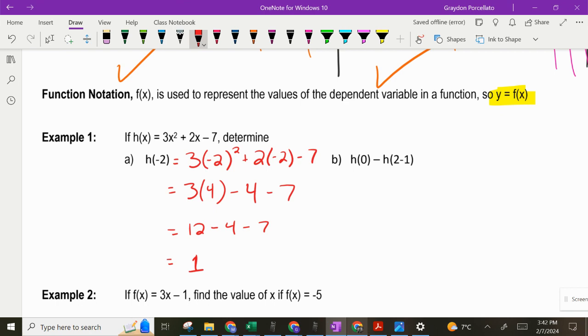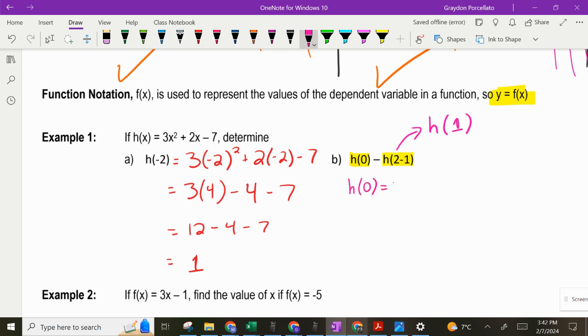So with the next one, notice how we're looking at what is h of 0 and h of 2 minus 1. Well, this right here is h of, what's 2 minus 1? H of 1. It's just trying to trick us, just trying to throw a curveball at you. Okay? So that's h of 1 and h of 0. Well, I need to determine what each of these things are. So let's first figure out what h of 0 is.